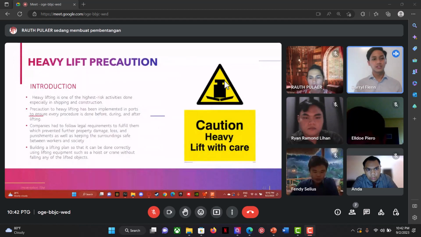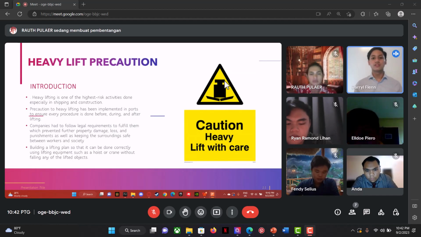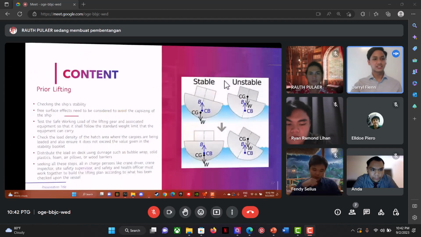So as you can see on the screen, I'll be explaining first the introduction. Heavy lift is an activity that is mostly done in industries such as shipping and construction. It is an activity that is risky for workers in the industry. Thus, precautions are made to ensure every procedure is followed when a lifting operation is underway and also to ensure the safety of workers involved in the lifting operation. So you can just read that.